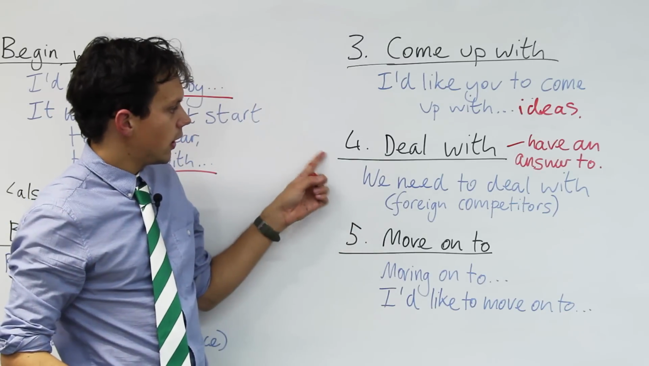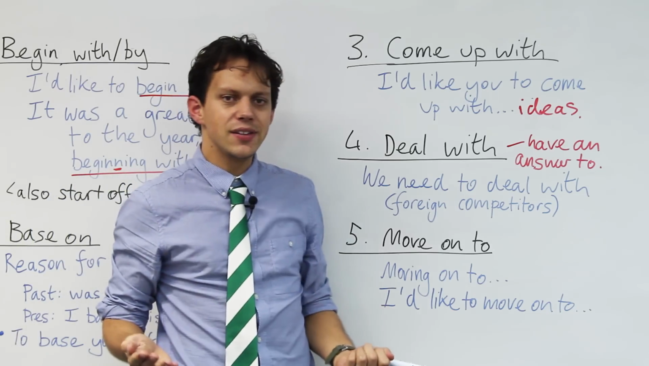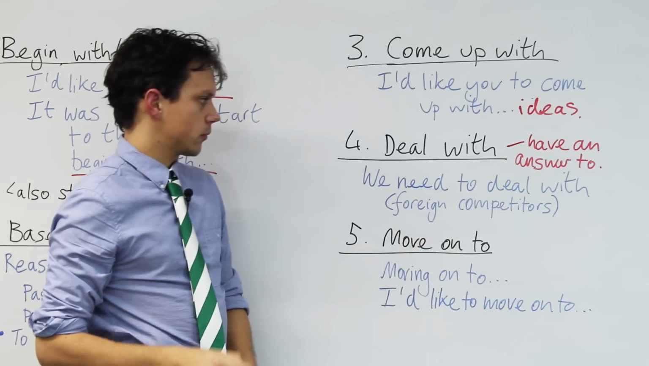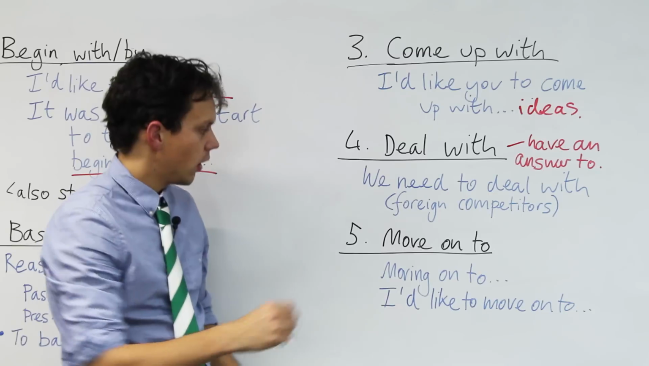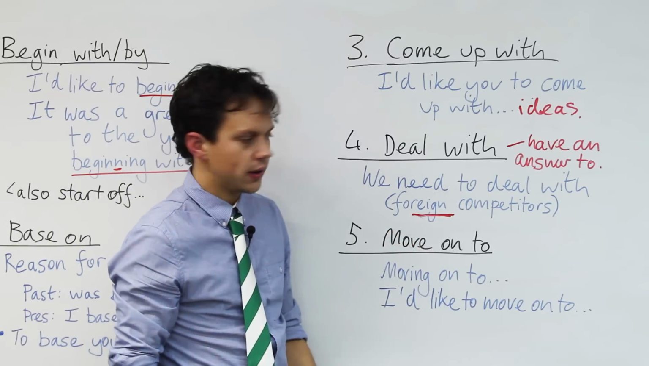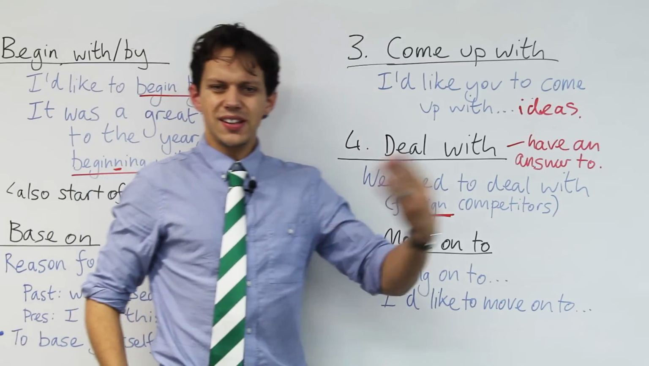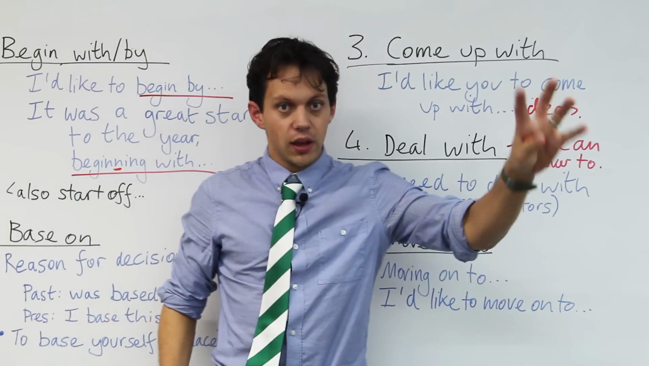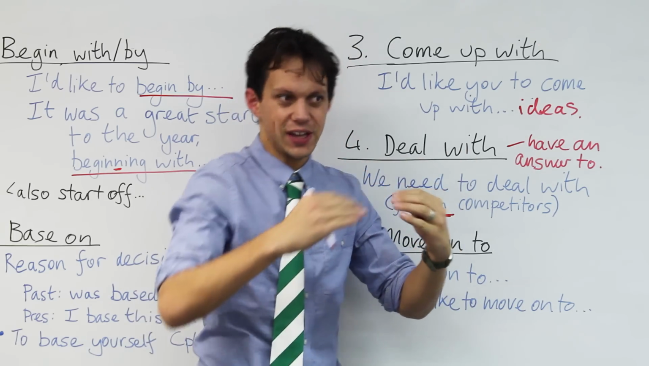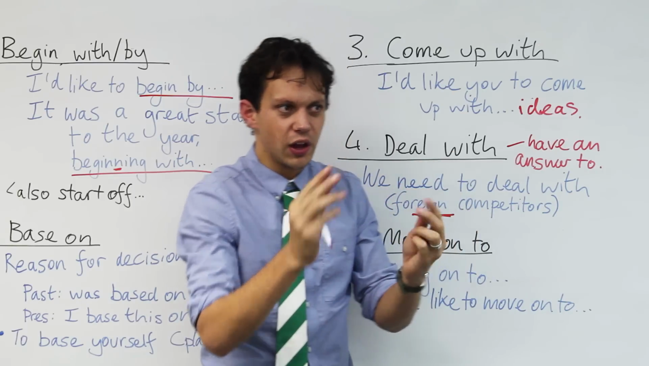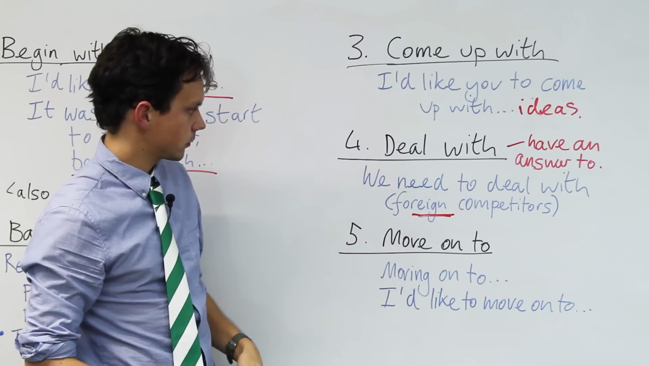Okay? Now, this is quite a difficult phrase, deal with. It basically means to have an answer to. So, we need to deal with foreign competitors. This is a very difficult word to spell, foreign, okay? F-O-R-E-I-G-N, sorry. So, we need to deal with foreign competitors. Here are the foreign competitors, they're saying things, and we need to have an idea. We need to have a good idea. We need to do something in return. We need to enter the fight, almost, okay? To deal with.